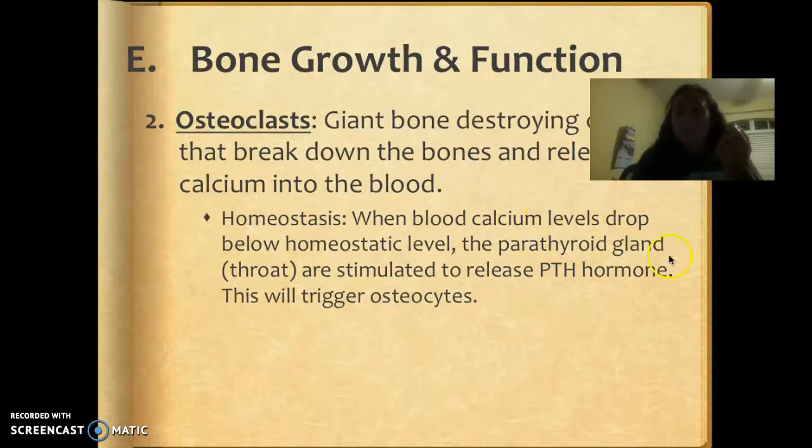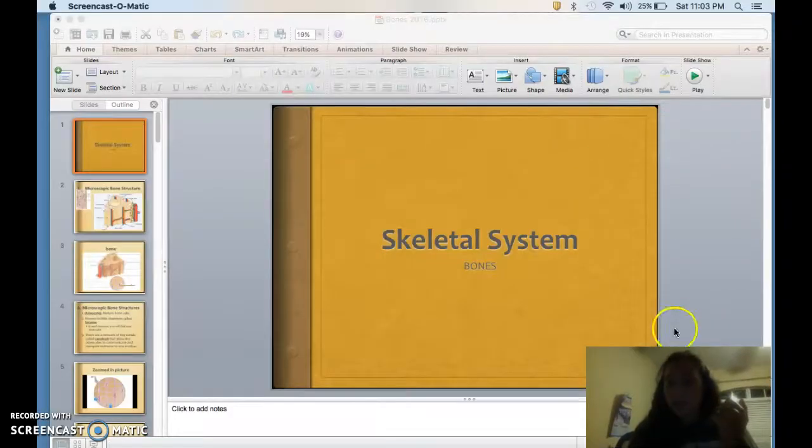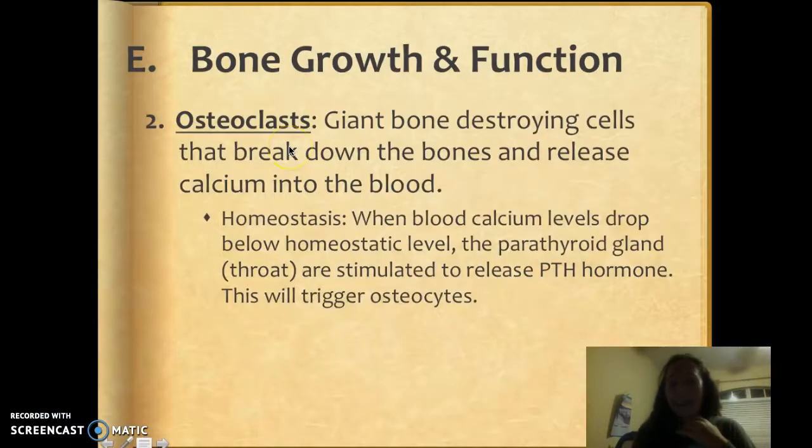On the opposite end of that, you have something called osteoclasts. Osteo means bone, clast means to destroy. These are giant bone-destroying cells. They break down the bone and release the calcium. If this happens, it's probably not a good thing. You probably have a low amount of calcium in your blood, and your body is going towards destroying your bone to pull the calcium out of it, which is not good.